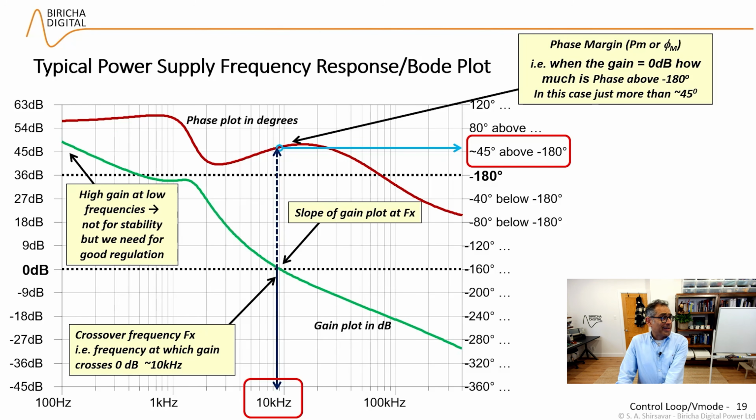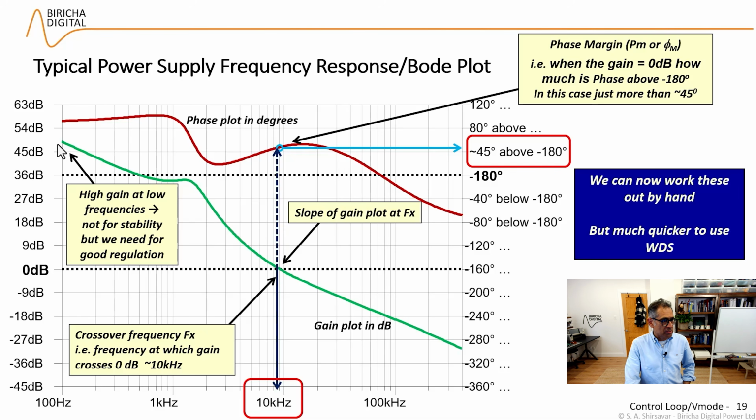And then finally, the gain at low frequencies. Look at this 100 hertz frequency, you'll see that the gain is around 50 dBs. We would like to have ideally a high gain at low frequencies. That's not because of stability. It doesn't really impact our stability. It is more the case that a high gain at low frequencies means that we have got a good regulation. And that's what we look at, not for stability purposes, for good regulation purposes.